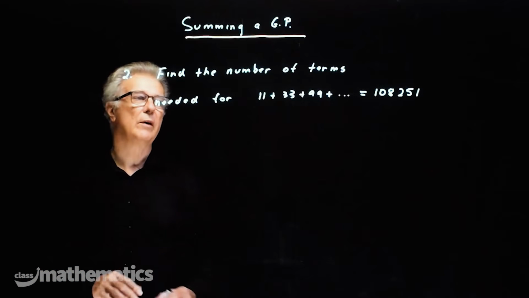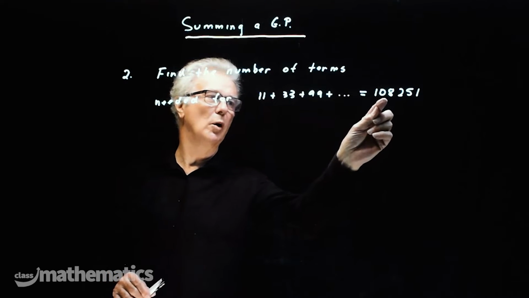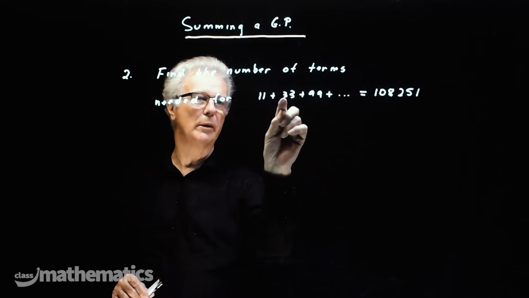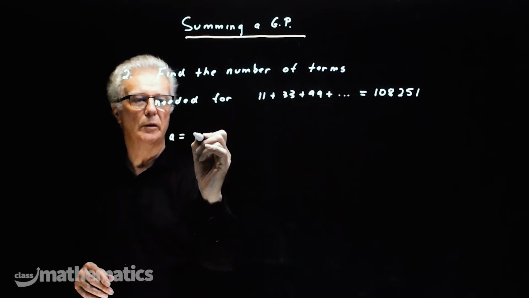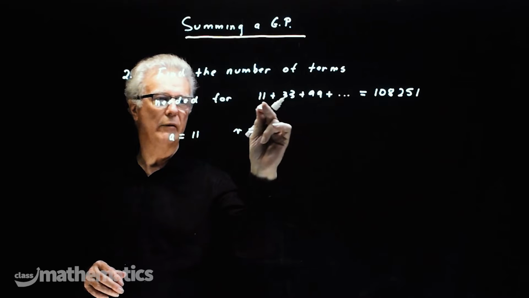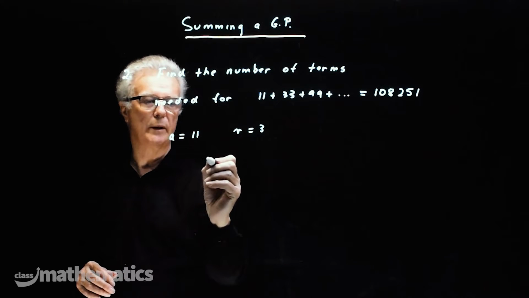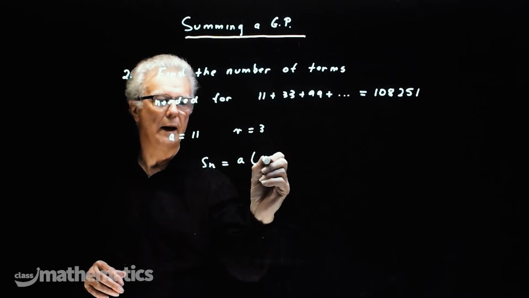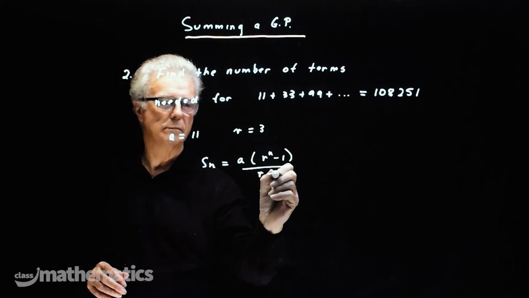Right, in number 2, we have to find the number of terms needed for this sum to total 108251. Now we can see this is a GP because it's being multiplied by 3 each time. So we've got A equal to 11, and our common ratio, 33 divided by 11, which is just 3. Because it's greater than 1, we're going to use this formula, Sn equals A outside of R to the n minus 1 all over R minus 1.